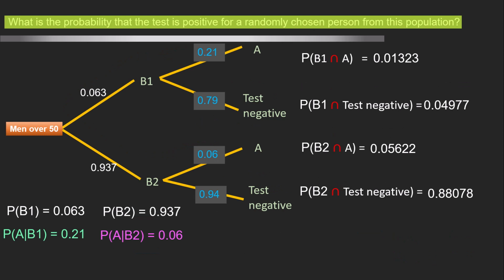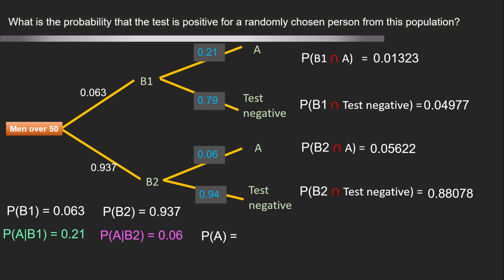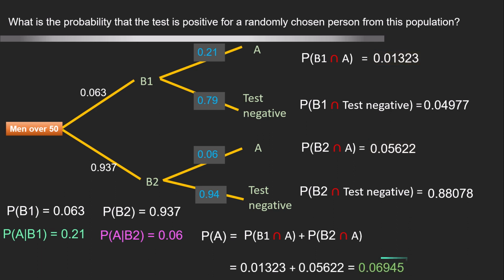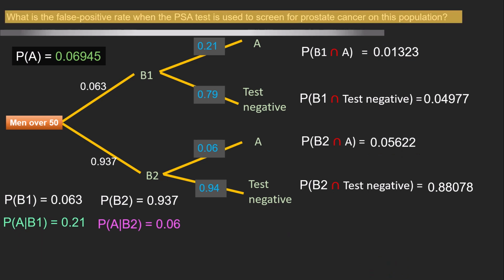What is the probability that the test is positive for a randomly chosen person from this population? That is the probability of A. How do we find the probability of A? Consider the tree diagram. There are 2 groups: probability of B1 and A, and probability of B2 and A. To find the probability of A, we need to add these 2 probabilities. Probability of A is 0.06945.